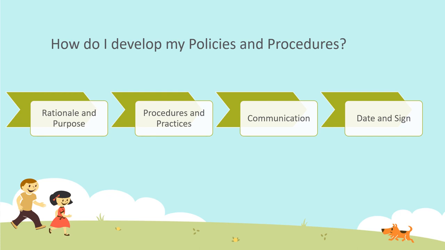Communication: outlines how parents and guardians are informed about the policy. For example, make parents aware of policies through your handbook. And date and sign, which shows when the policy was written and when it will be reviewed. This should be done at least once a year. This is then signed by the childminder and by the parents when they've reviewed the policy. Your local CCC will be able to provide support to you when developing your policies and procedures.